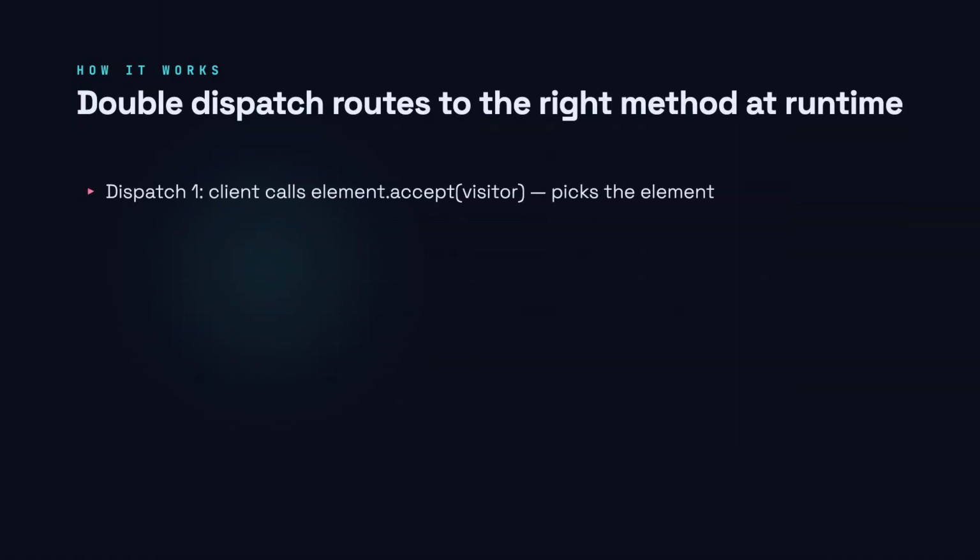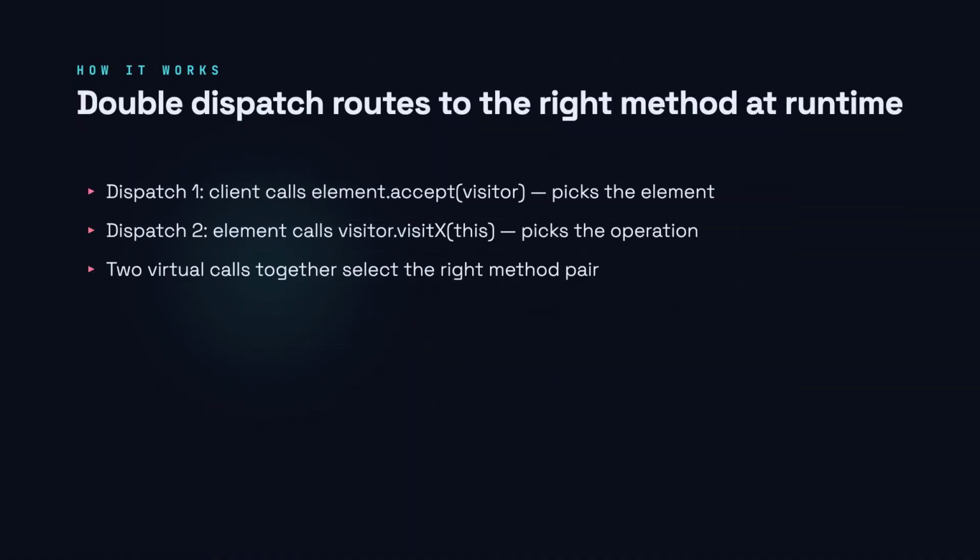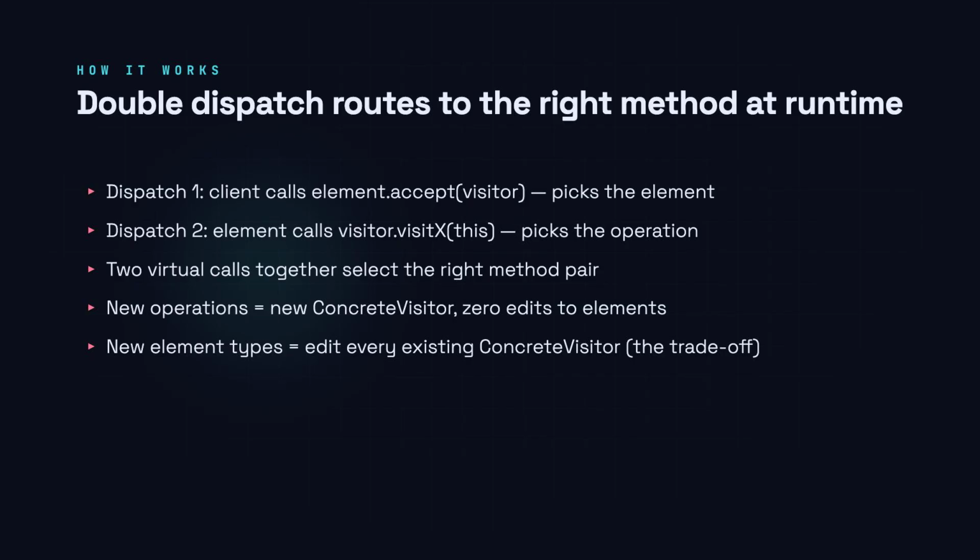The secret ingredient is called double dispatch. A normal method call dispatches on one receiver, the object you call it on. Here we need to dispatch on two types simultaneously, the element type and the visitor type. The first dispatch happens when the client calls accept on the element, which picks the concrete element class. The second dispatch happens inside accept, when the element calls visitX on the visitor, which picks the concrete visitor and therefore the operation. Together, two ordinary virtual calls achieve what most languages cannot do in a single call.